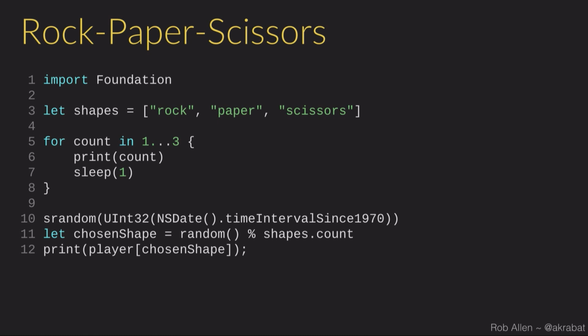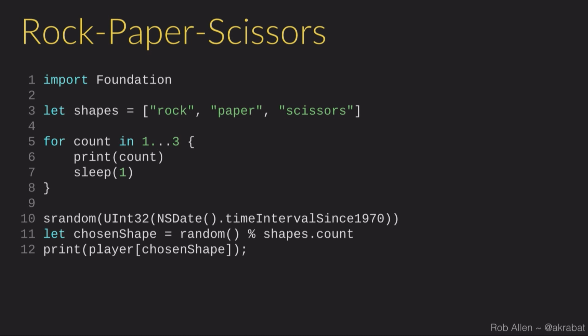So we all know what rock, paper, scissors is. Very simple game. A little bit of code, it's not very long, only 12 lines here. Import foundation. Import is a keyword that allows us to bring in other packages or libraries into the scope of our application. So I'm importing the foundation library, which gives me access to the standard library type things.